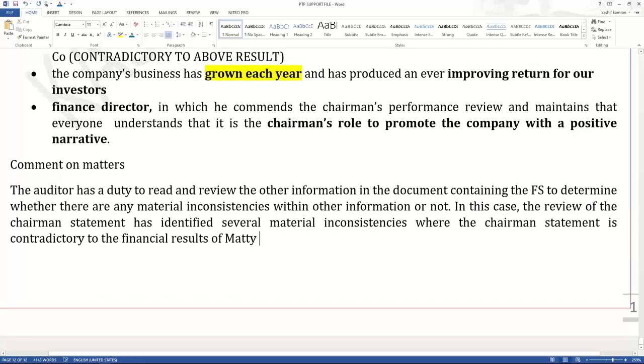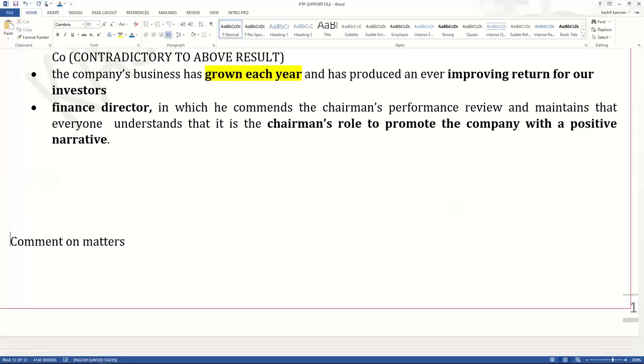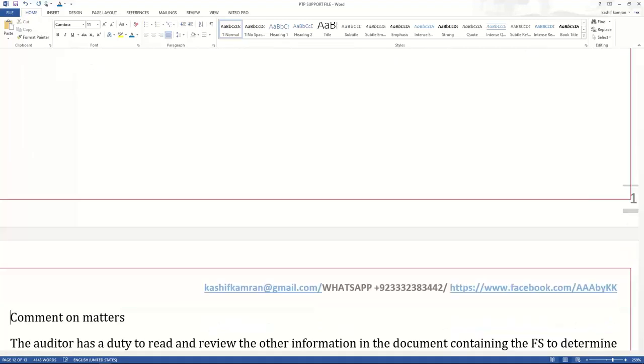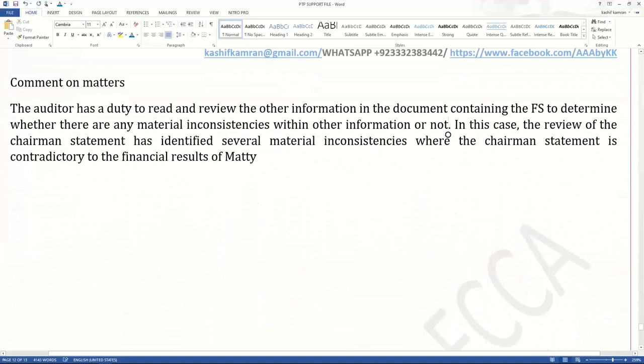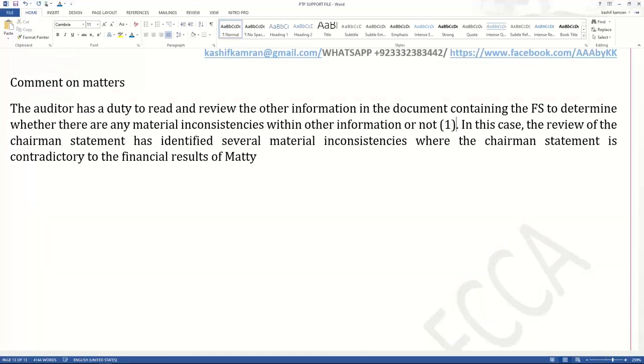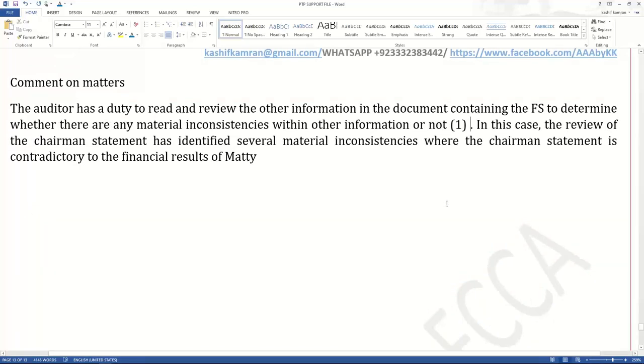Right, so you first started with the journal responsibility of the auditor by telling the auditing standard. You got one mark for that. Then you tell, in this case, the review of the chairman's statement has identified several material inconsistencies where the chairman's statement is contradictory to the financial results of METI.